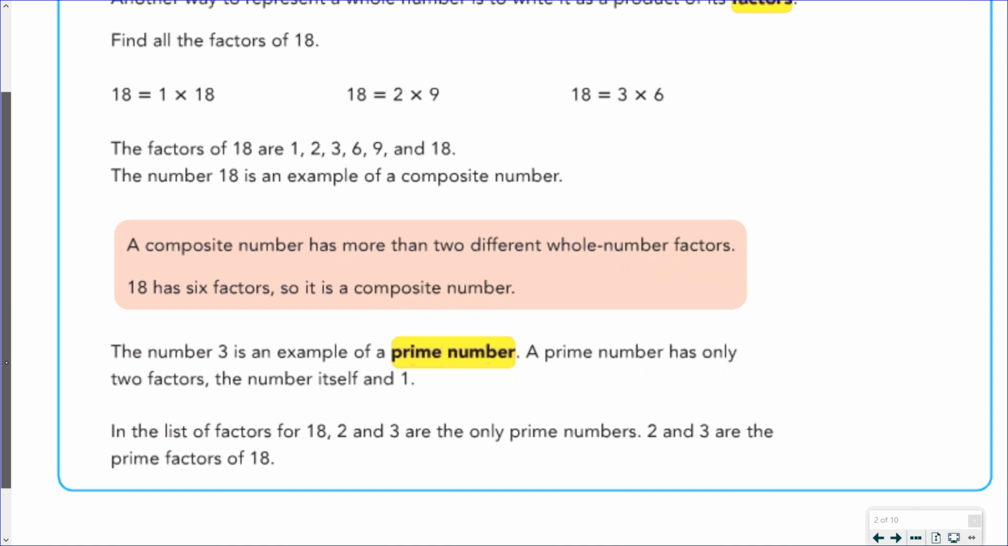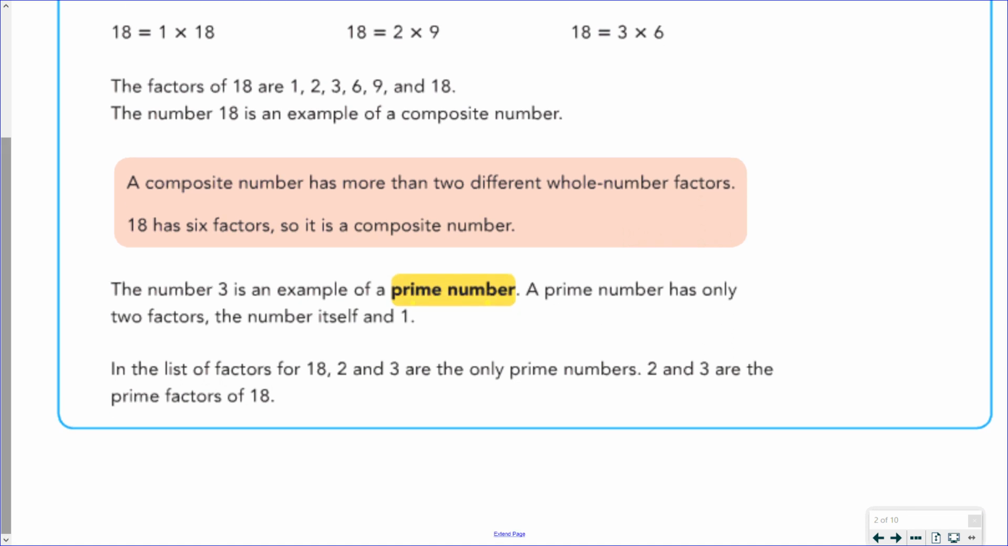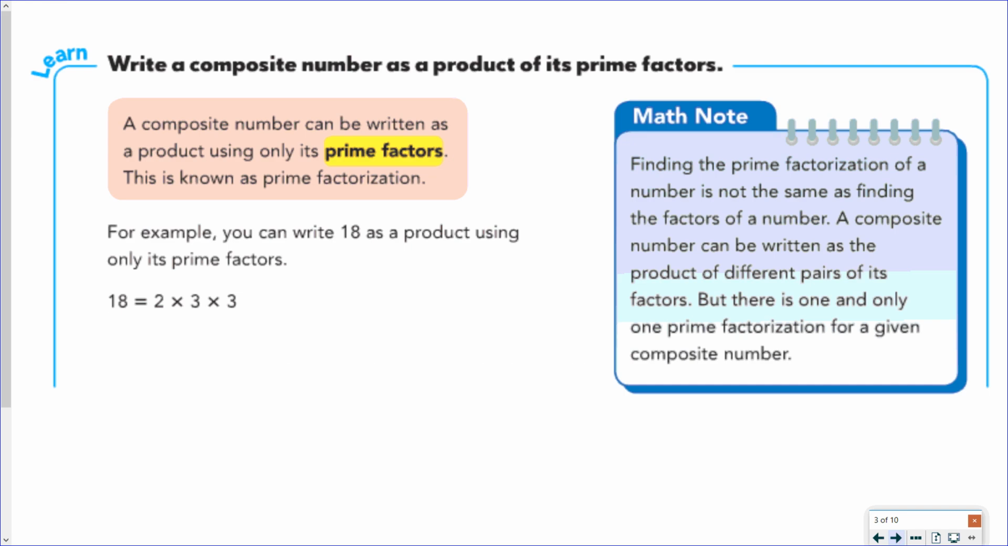But what we want to do today is write 18 as a product of just its prime factors, which means we're only going to use prime numbers, which means we cannot use 18, 9, or 6 because 18, 9, and 6 are not prime numbers. So if we wanted to write 18 as a product of its prime factors, we would have to break it down into its prime factors and then write our multiplication sentence. So our multiplication sentence for 18 would be 18 equals 2 times 3 times 3.